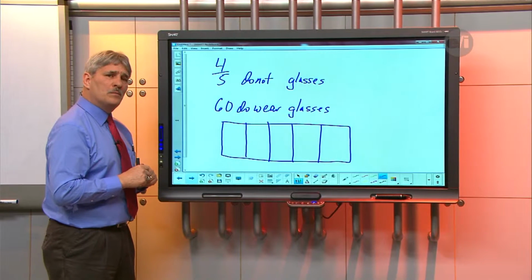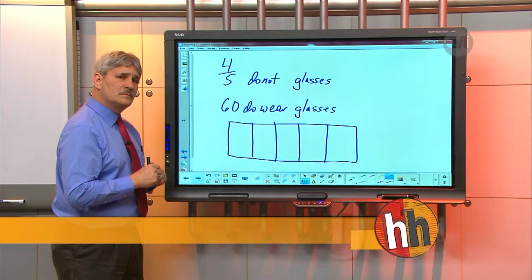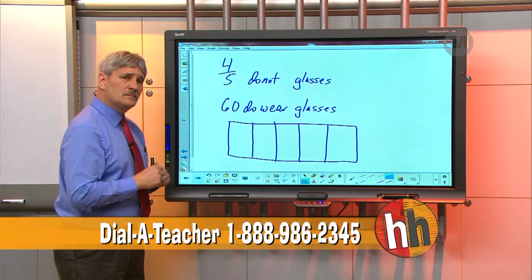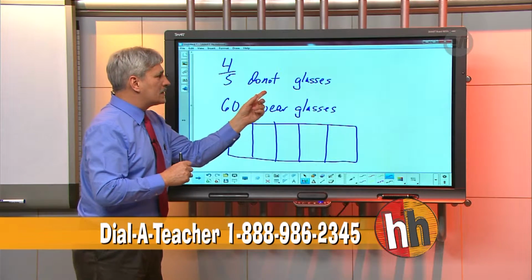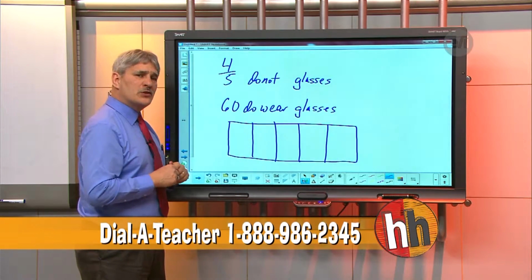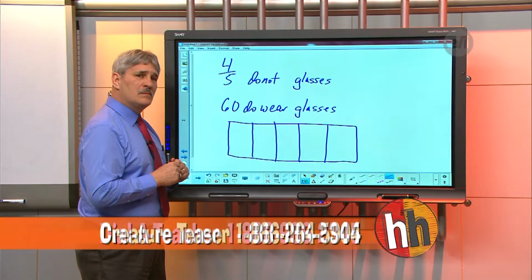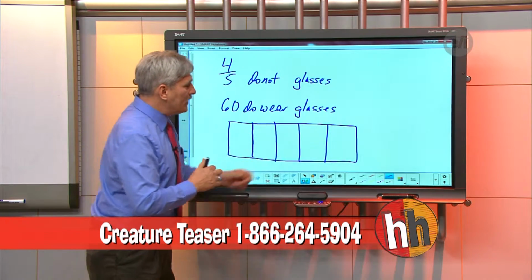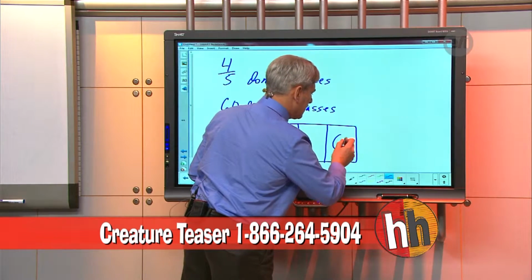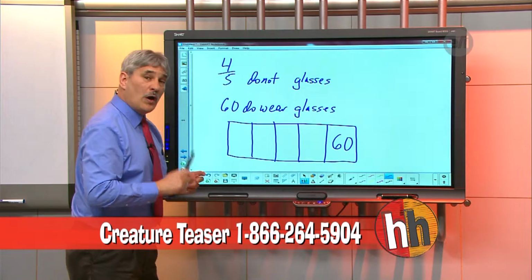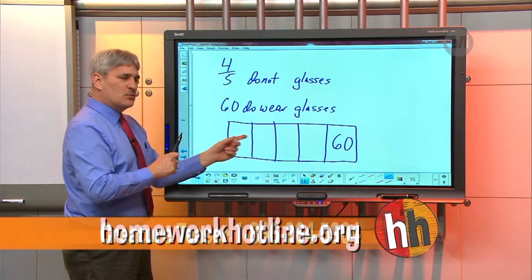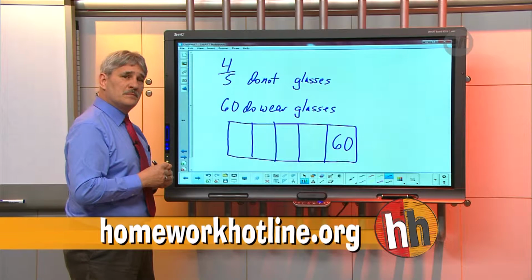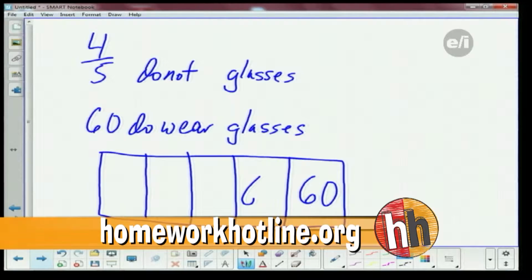But what do we know? That there's 60 students who wear glasses. Good. And if 4/5 of the kids don't wear glasses, what fraction do wear glasses? 1/5. So one of these would be 60 kids, right? Yeah. What we know is that 1/5 is 60. That means each one of these would also be 60, right? Yes. So let's put those 60s in.